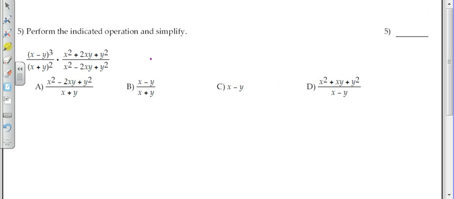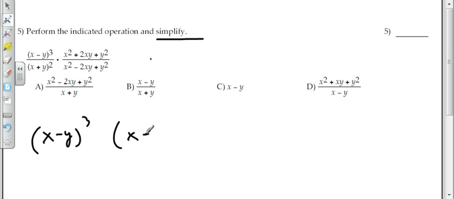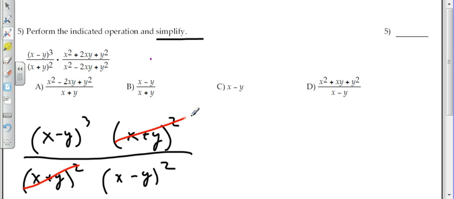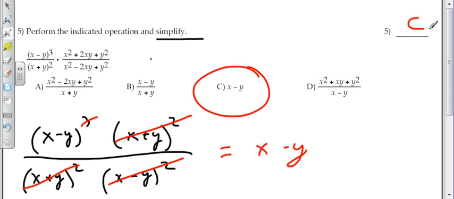All right, so we got to simplify what we have. Okay, so I got x minus y cubed. I recognize this as x plus y squared, divided by x plus y squared, and I recognize this as x minus y squared. And then I get out my red crayon, and those guys go away, these guys go away, and all I have is x minus y left. That sort of looks like the C answer to me.